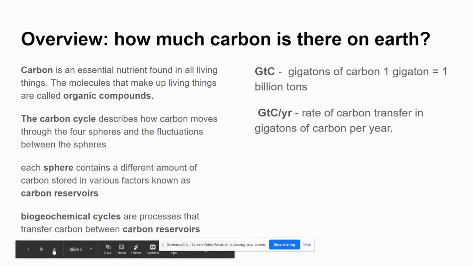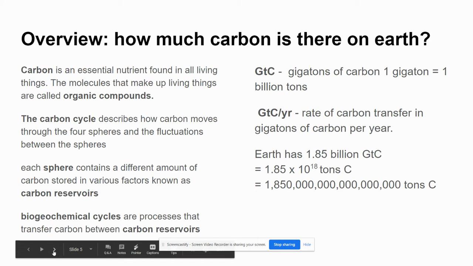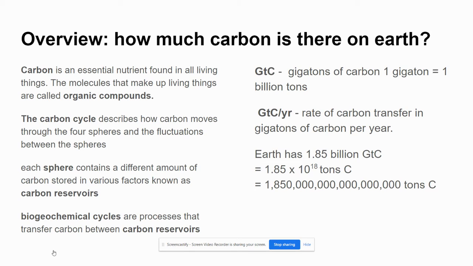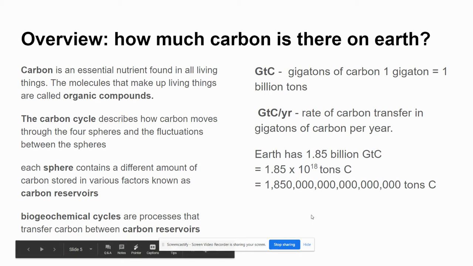GTC per year is the rate of carbon transfer in gigatons of carbon per year. Earth has 1.85 billion gigatons of carbon. So this is such a big number. You can see 15 zeros there. So that much carbon is there in the Earth, and that is fixed. It can go from one sphere to the other, but like I mentioned earlier, because of the law of conservation of mass, that amount of carbon, which is a huge amount, remains the same.